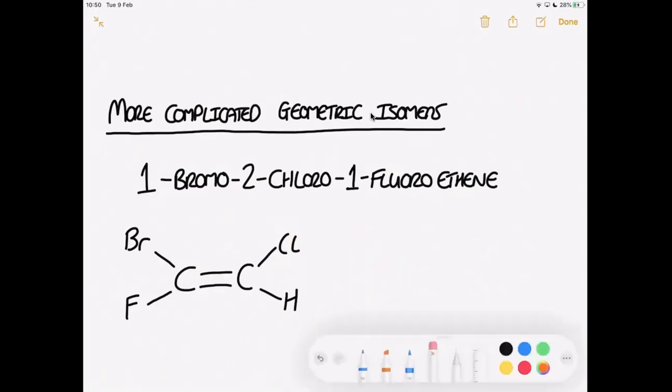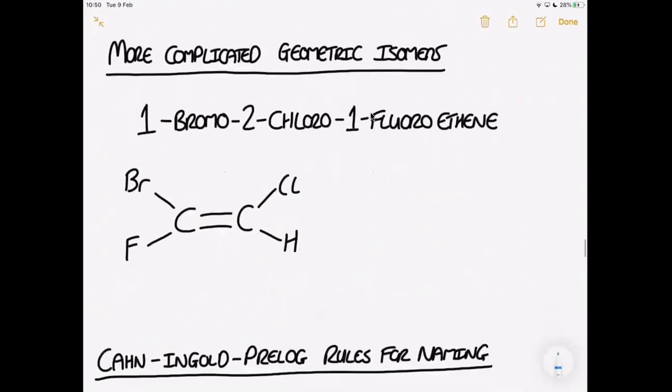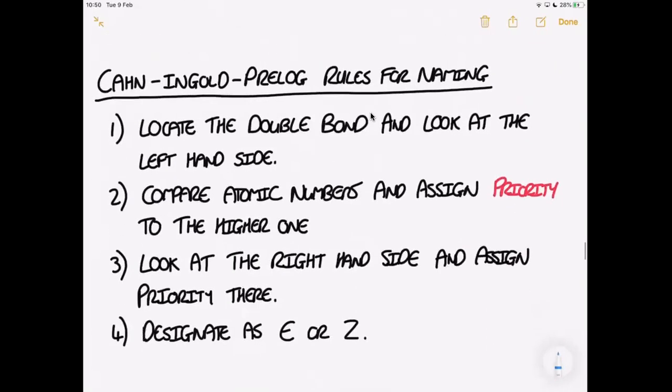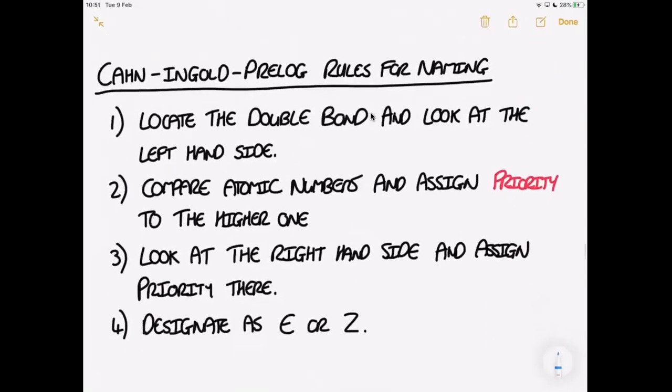So, as usual, there's a set of rules for this. It's called the Cahn-Ingold-Prelog rules for naming. This goes a little further when you study undergraduate chemistry, but this is the potted A-level version. Pause the video and copy down those rules, and then we'll think about how we're going to use them.